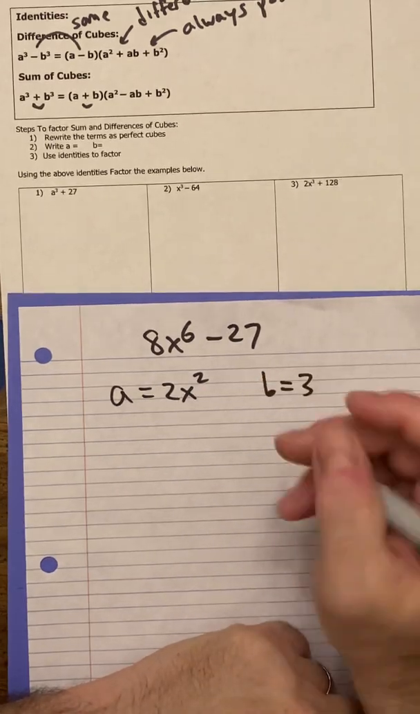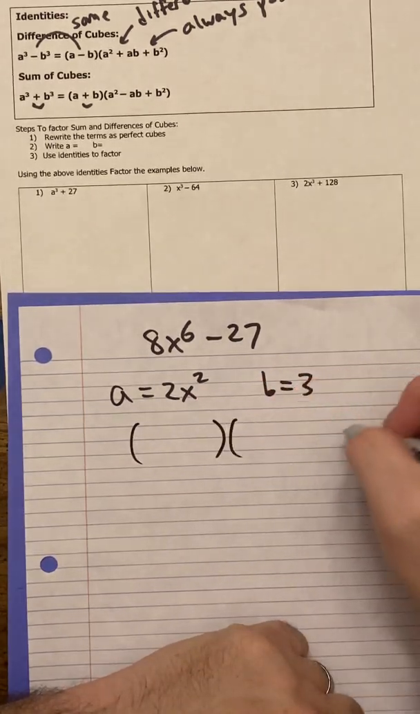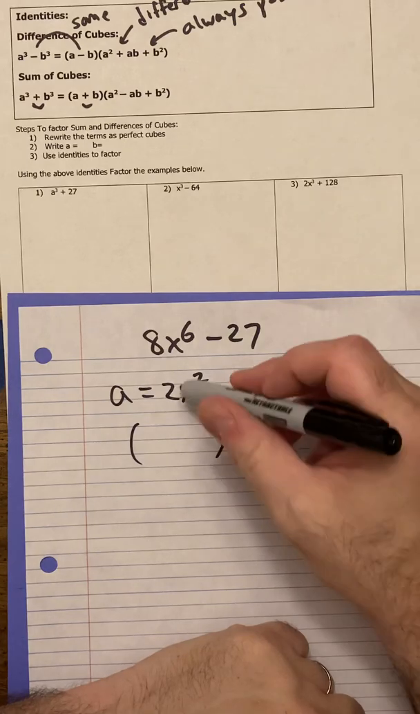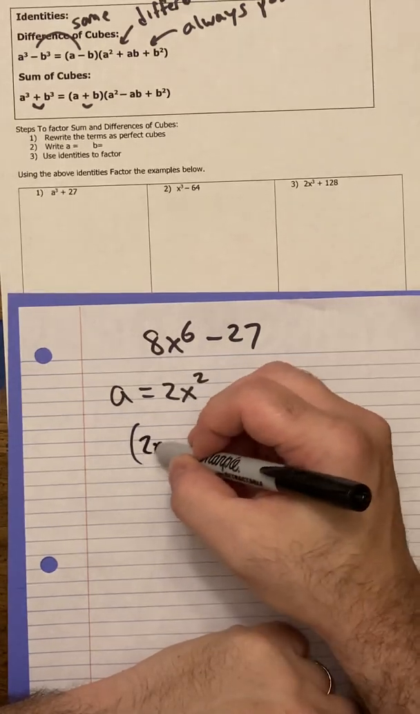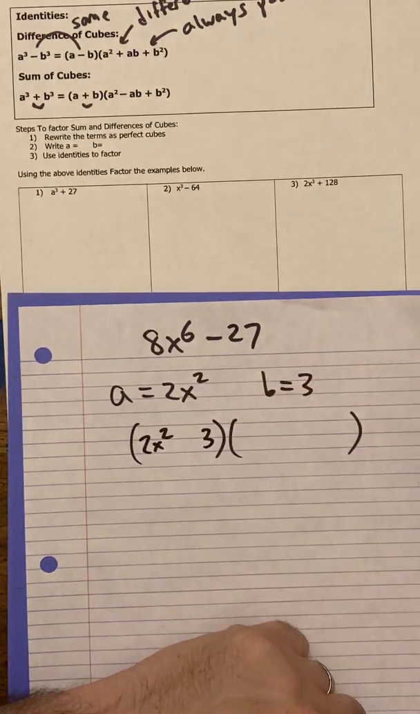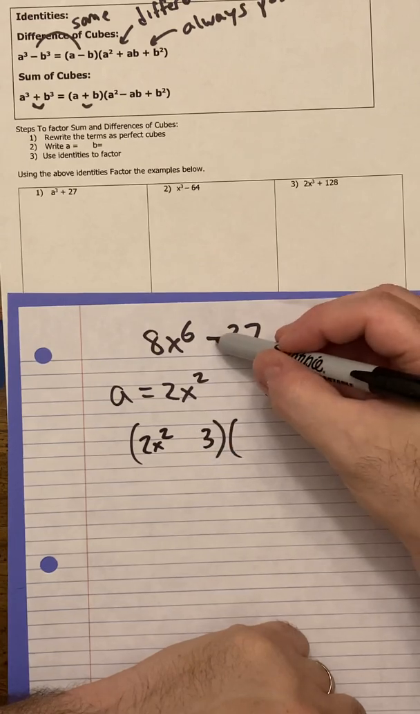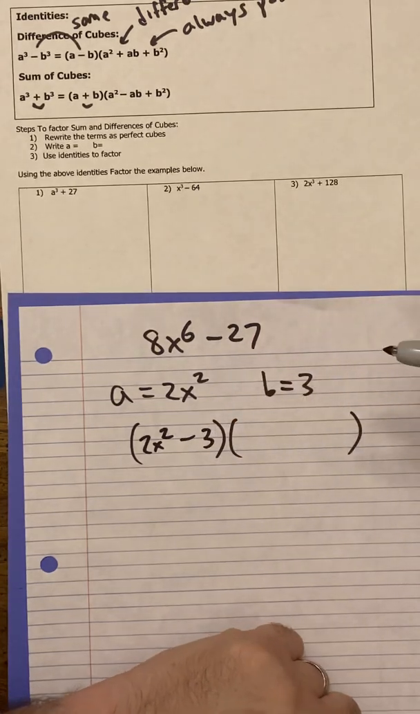We don't have any GCF here. We're just going to have a binomial and a trinomial. The binomial is just going to be A and the B. 2x squared and the 3. Let's check the sign. Same sign. The original sign was a negative. We're going to put the same sign there.